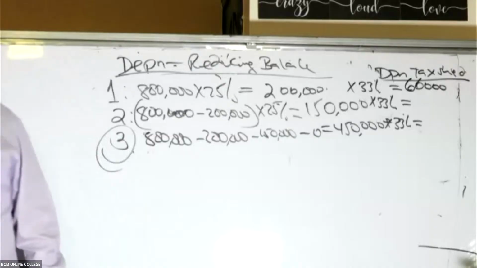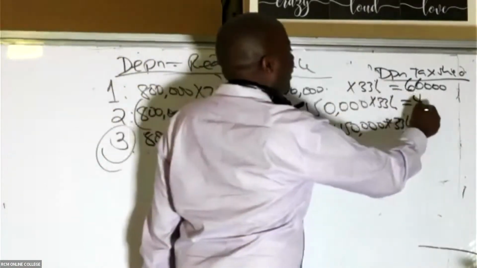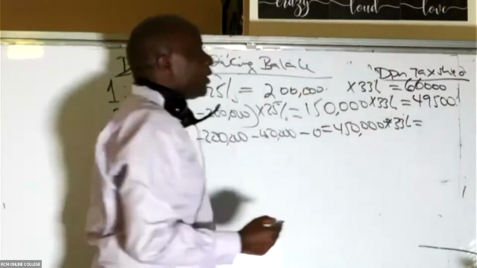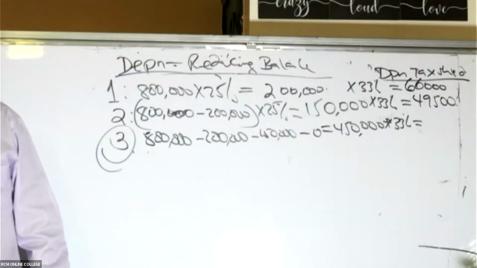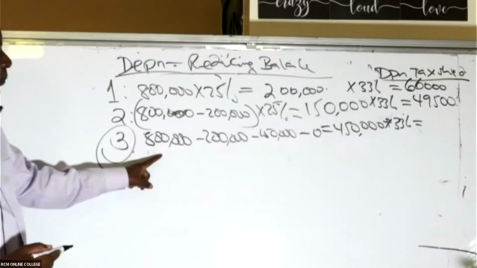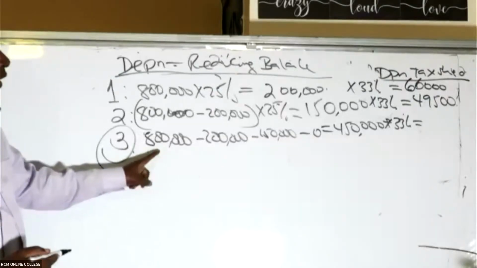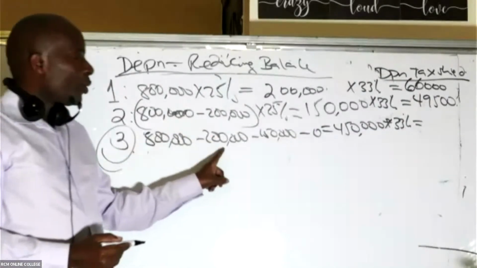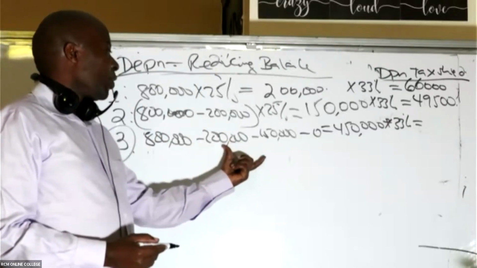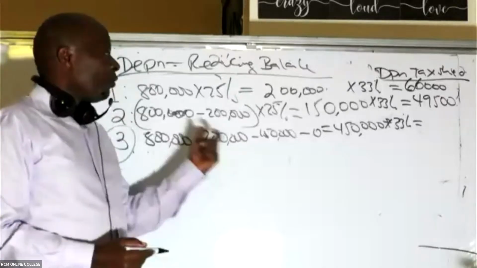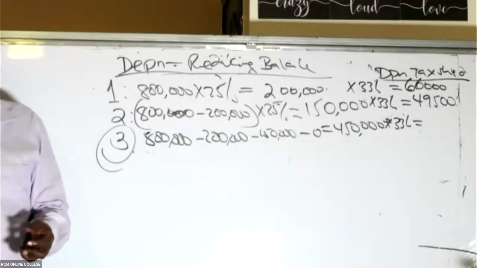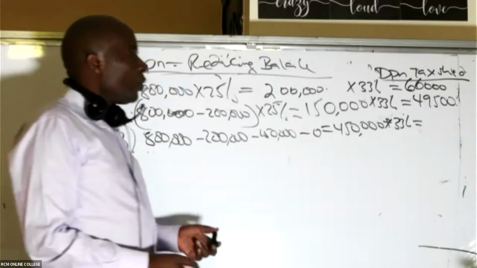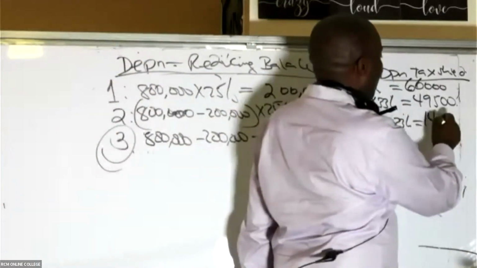we have 49,500. Year 3 tax shield, will it be 350k? Why? Use a calculator. Because it's 800,000 minus 200,000 minus 150,000, which is 450,000 remaining, times 30% will be 148,500. So this is the final answer, 148,500.